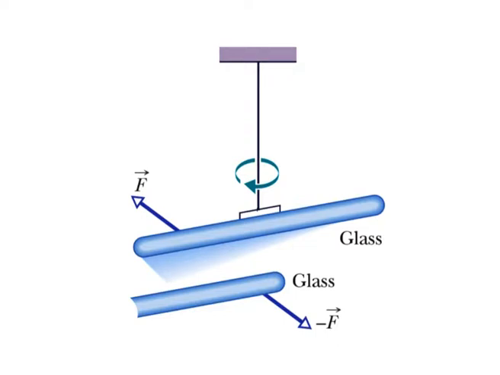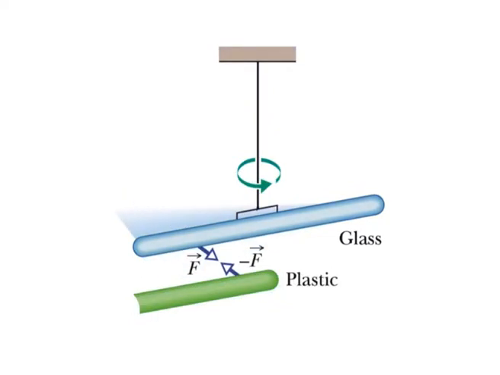In the first demonstration, the force on the hanging rod was repulsive, and in the second, it was attractive. After a great many investigations, scientists figured out that the forces in these types of demonstrations are due to the electric charge that we set up on the rods when they are in contact with silk or fur.